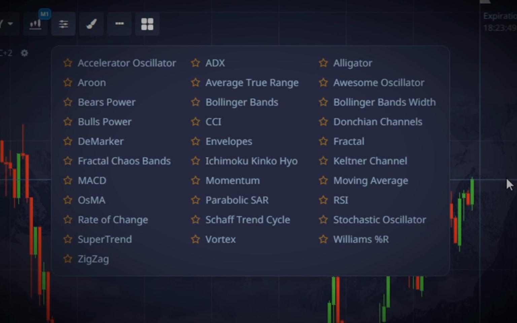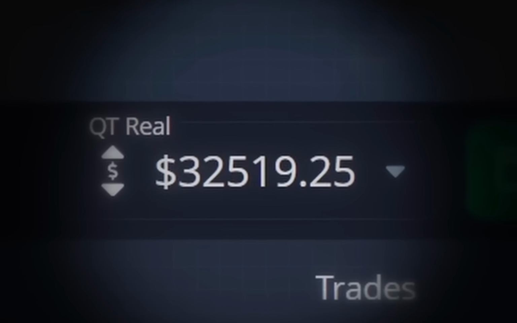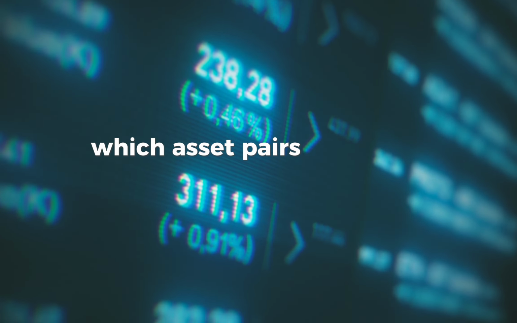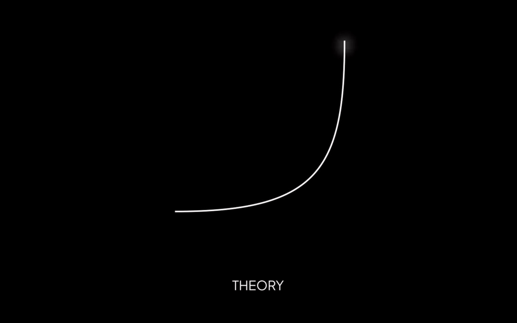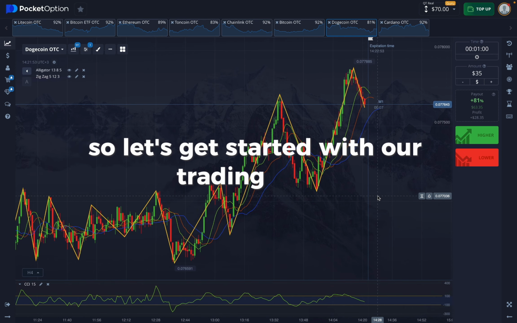Today, I'll show you how to set up indicators to catch the most profitable entry points. You'll learn which asset pairs bring the highest returns and how to minimize risks. Ready to dive in? So, let's get started with our trading today.